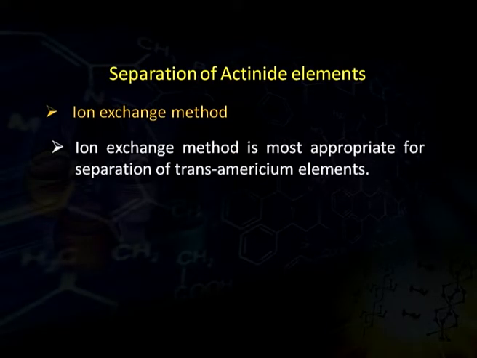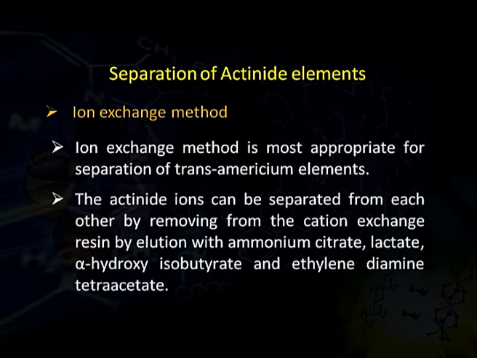The most effective is the ion exchange method, where the exchange of ions in the same oxidation state or charge is possible. The ion exchange method is most appropriate for separation of trans-americium elements. The actinide ions can be separated from each other by removing them from the cation exchange resin by elution with ammonium citrate, lactate, alpha hydroxy isobutyrate and ethylene diamine tetraacetate, the EDTA.